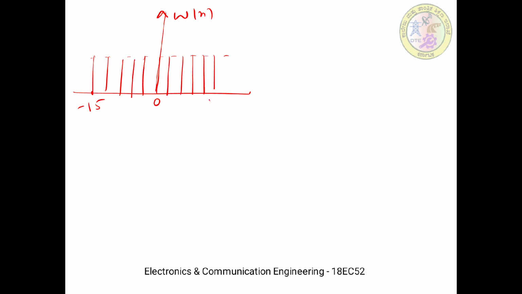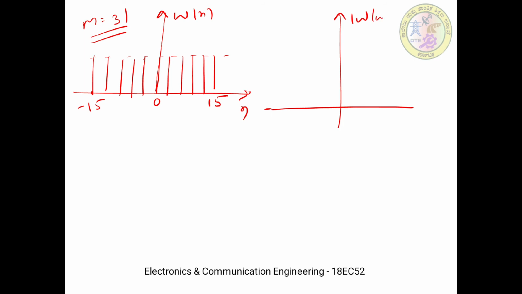Suppose for m is equal to 31, that is for filter length m is equal to 31, if you are drawing the window function, then it will be from plus 15 to minus 15, and this axis is the n. So there are totally 31 samples. Now its magnitude response looks like this. This is the plot of w of omega, and similarly on the other side also.